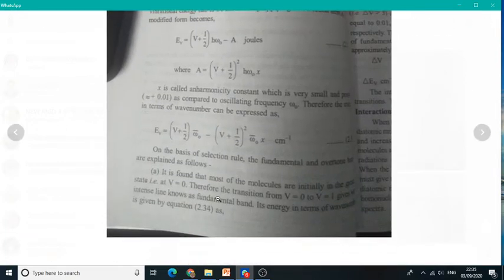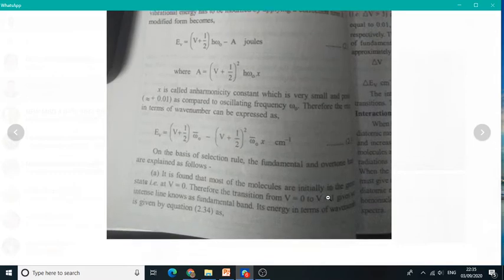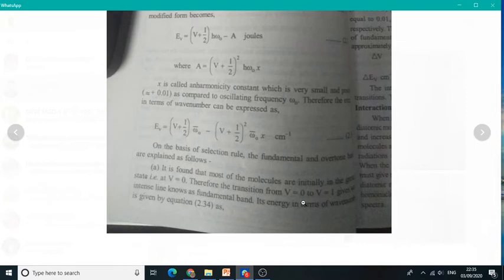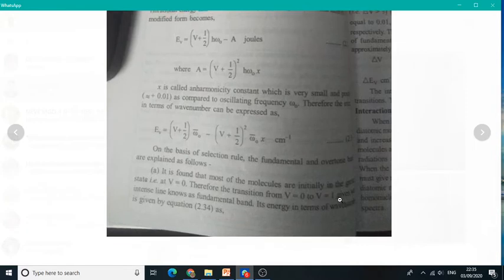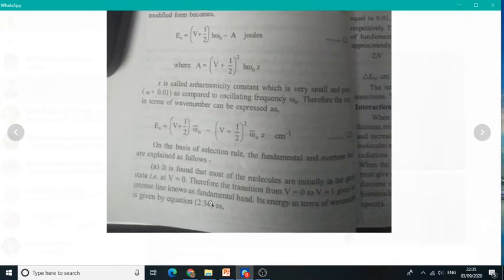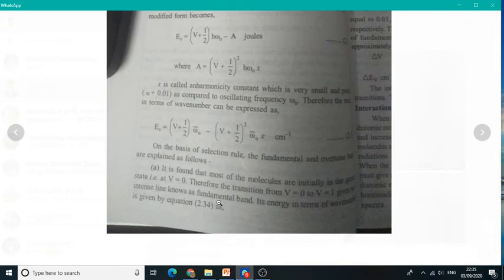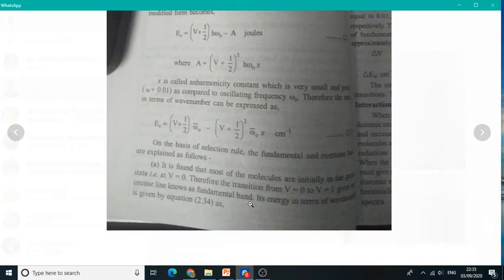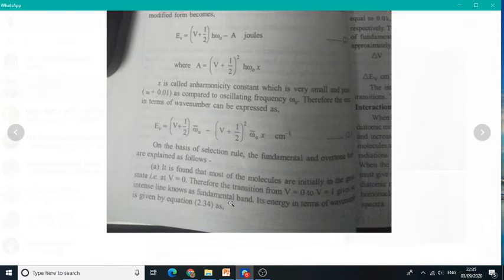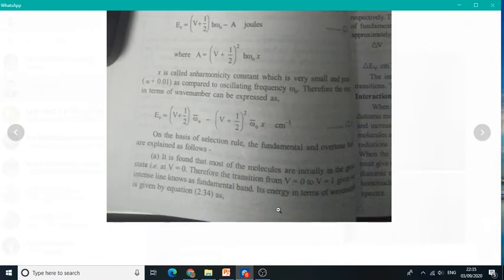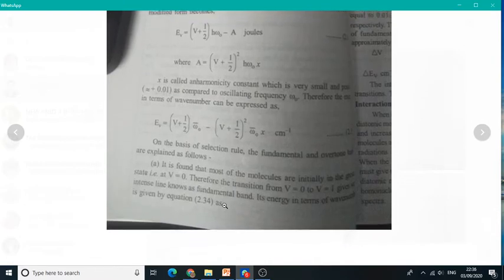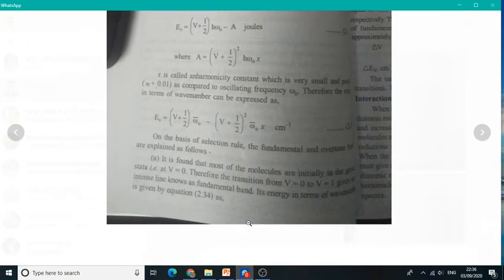Here, it is found that most of the molecules initially are present at phi equal to 0 level, and therefore the transition from phi equal to 0 to phi equal to 1 takes place, and we get a fundamental band at the frequency omega bar oscillation. Its energy in terms of wave number.